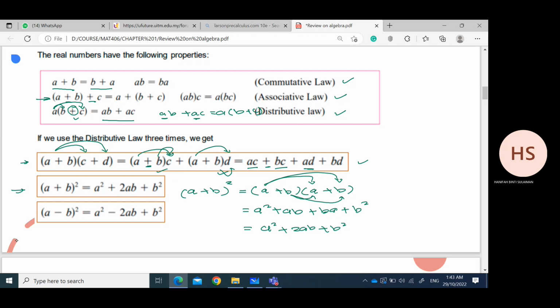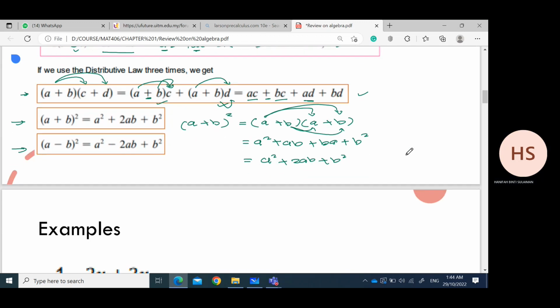Alright. Okay, so next for (A - B), the whole thing to the power of 2. It is equivalent with A squared minus 2AB plus B squared. Ini pun sama dengan yang ini. Cumanya yang ketiga ni, operation dia adalah minus. Okay. Right, so this one is about distributive law.